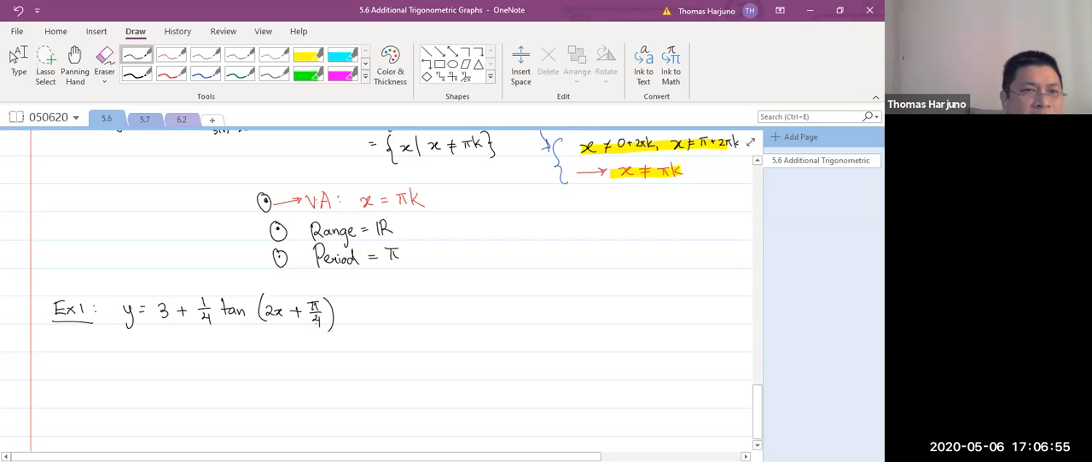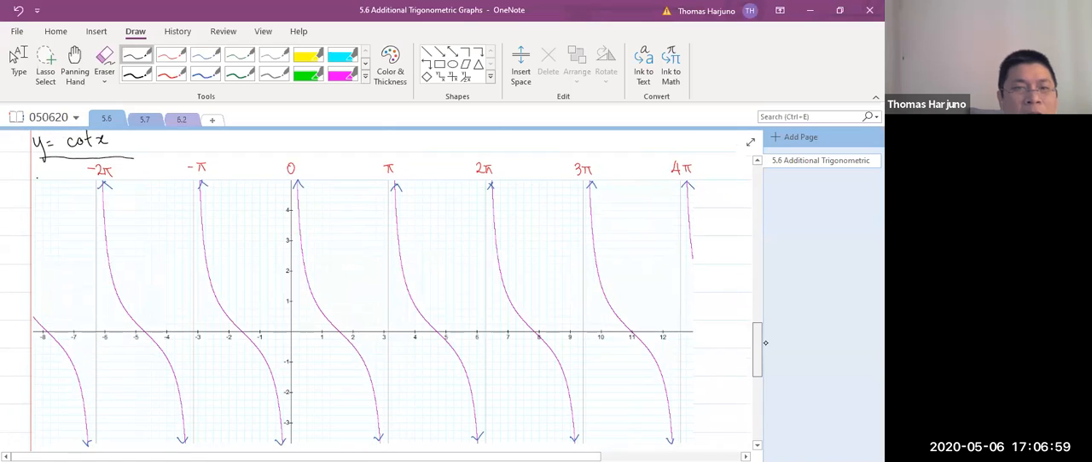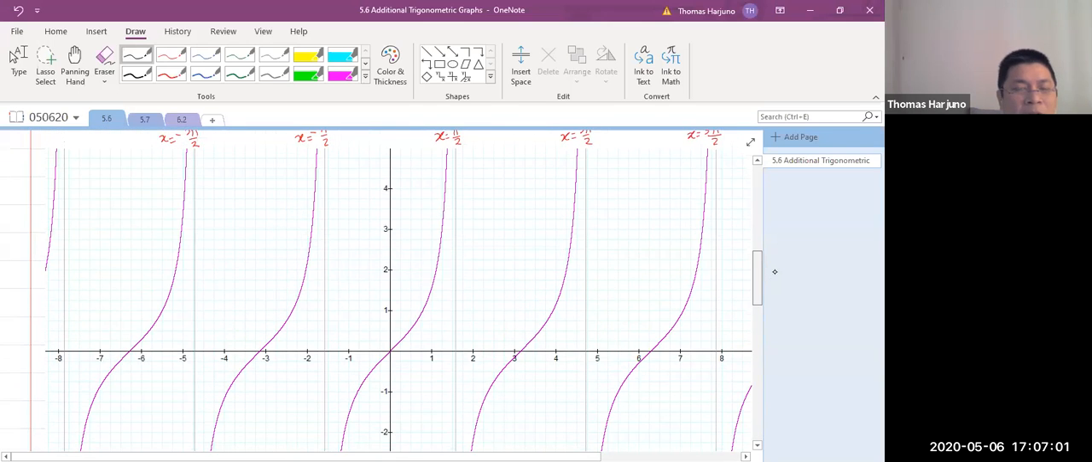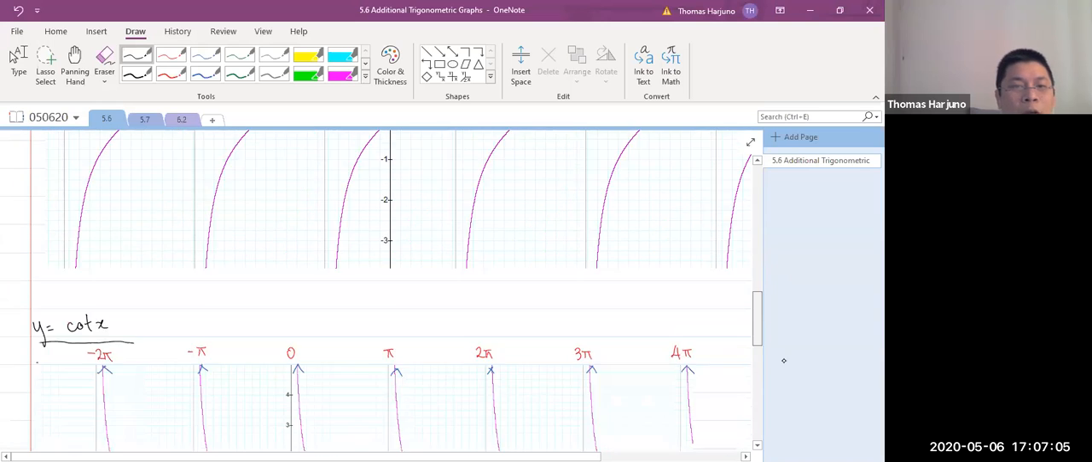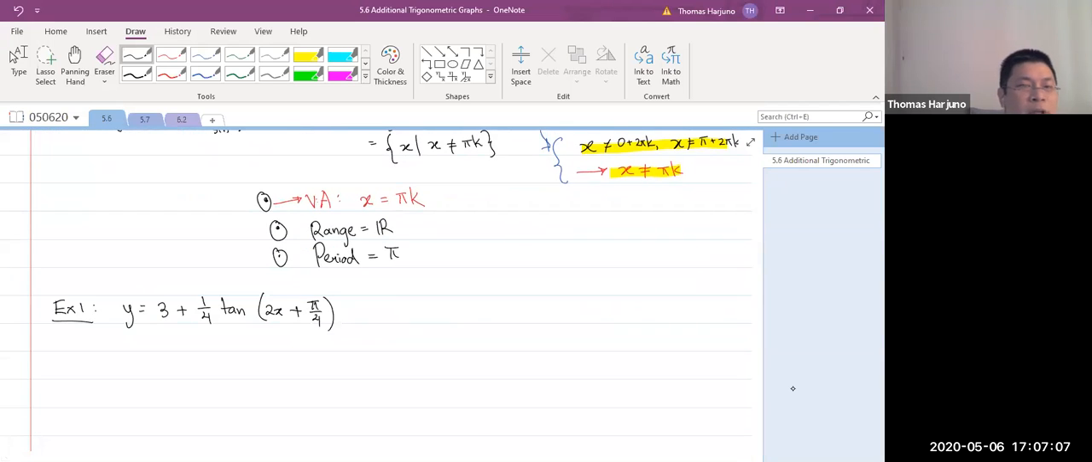Notice that I don't mention the center anymore, right? The center is clearly 0. But because the range is all real numbers, it doesn't change. You basically move it up or down. There's no such thing called amplitude because the range is all real numbers. If you ask me what the graph looks like, if you ask me to sketch the graph, I will do the following.